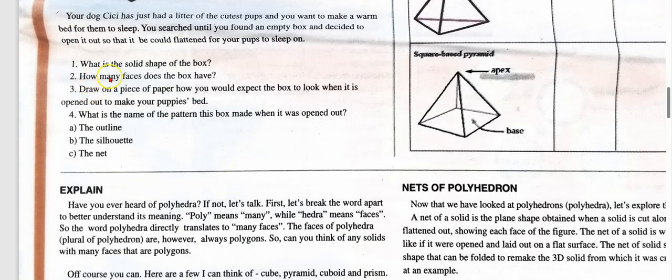Now, 1. What is the solid shape of the box? 2. How many faces does the box have? 3. Draw on a piece of paper how you would expect the box to look when it is opened out to make your puppy's bed. 4. What is the name of the pattern of this box when it is opened out? Is it the outline, the silhouette, or the net?